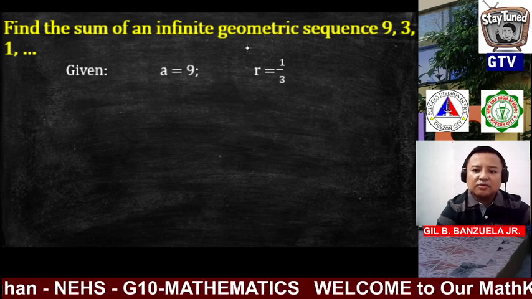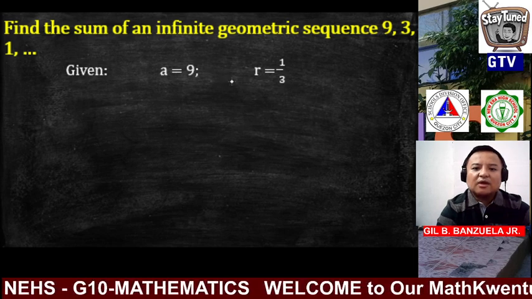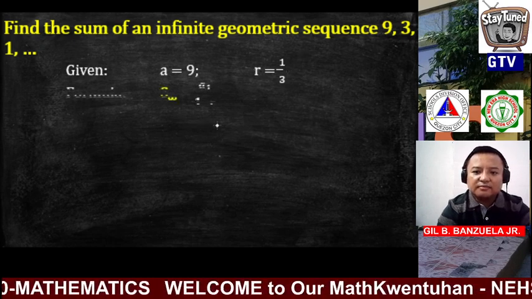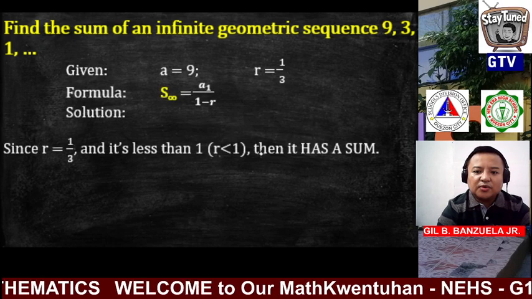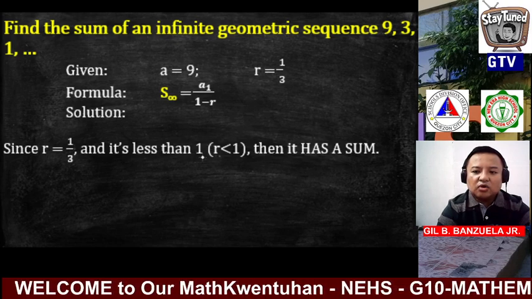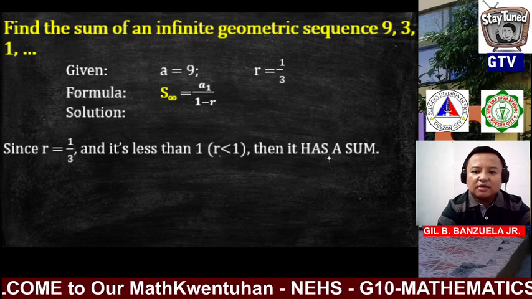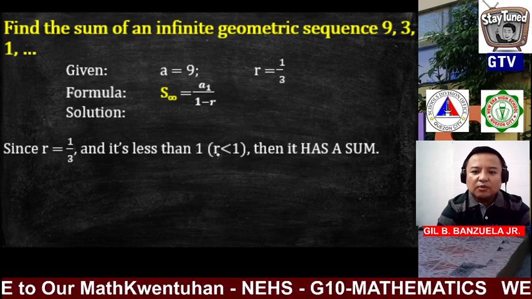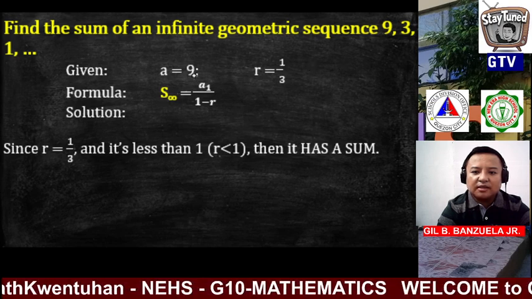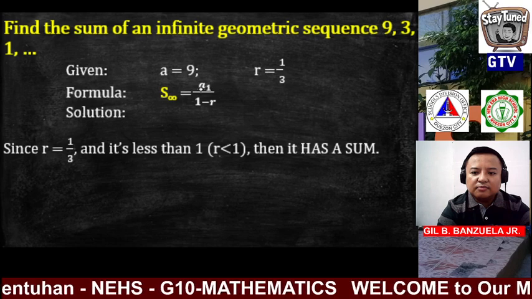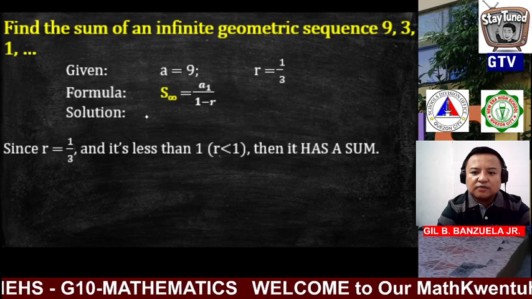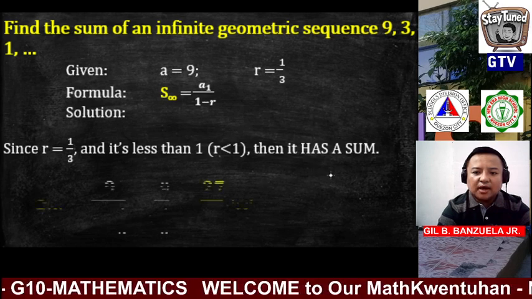Now what can you say about the common ratio? Correct, our common ratio is less than 1. So therefore, it has a sum. Every time the common ratio is less than 1, it has a sum. So we can continue using the formula. We can plug in all the givens, 9 for the first term and 1/3 for r. Then let's use the formula to find the sum.